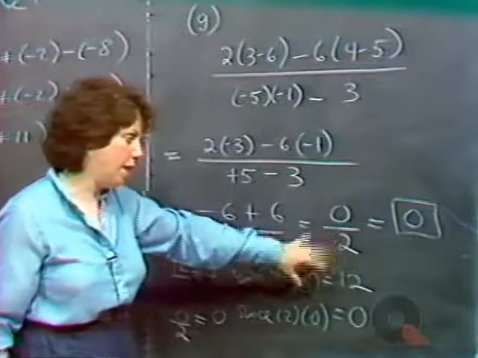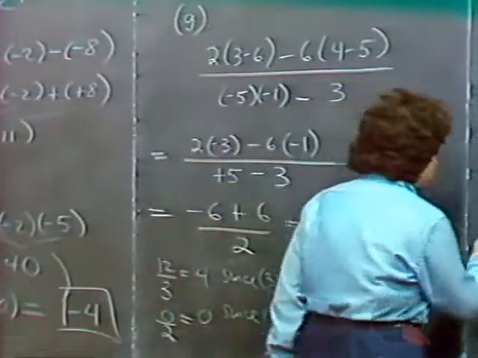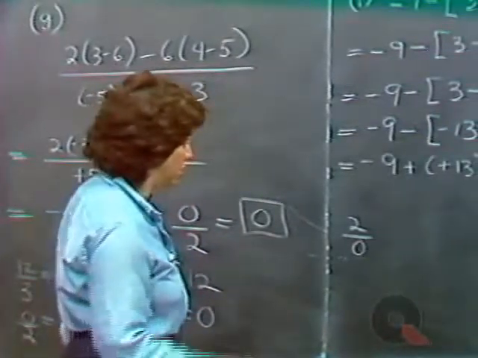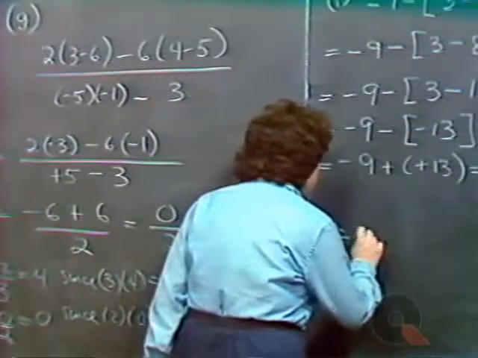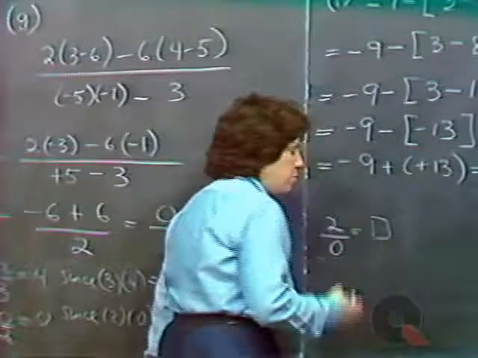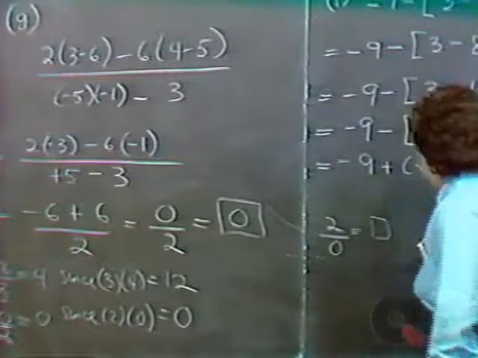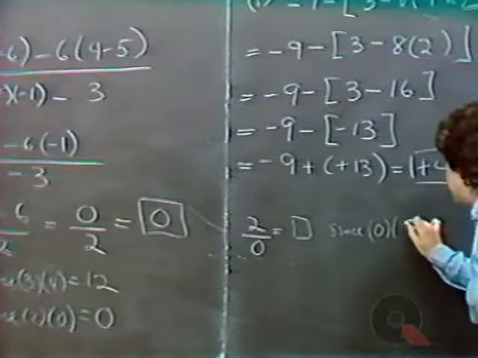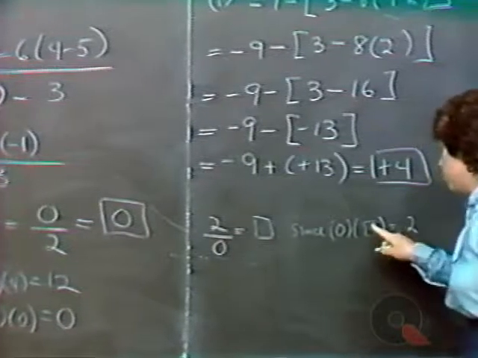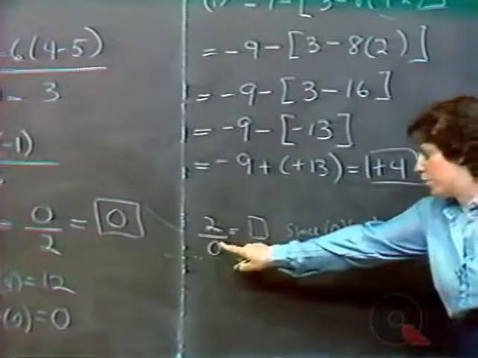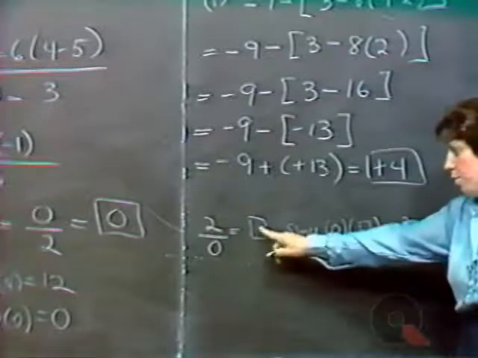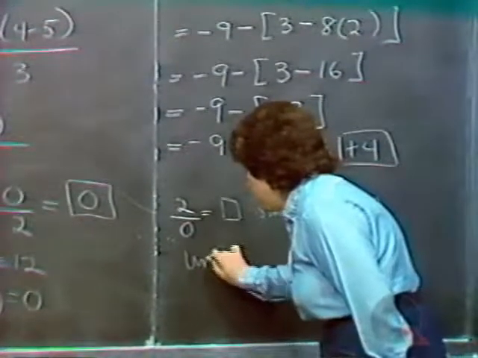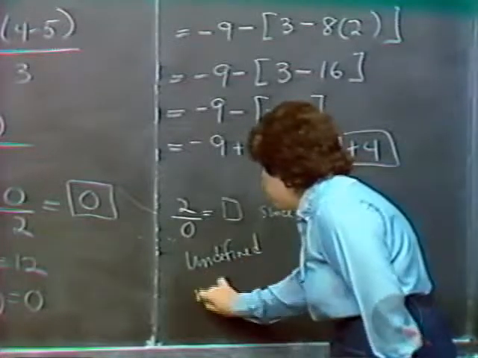A 0 upstairs is no problem. If, however, this should come out to be, say, 2 over 0, this would not be defined. It would be meaningless. Whatever I would put in that box would have to work out that 0 times what's in that box would have to be equal to 2. There's nothing I can put into that box which when multiplied by 0 would give me 2. Therefore, this is meaningless. So 2 divided by 0 is undefined or meaningless.